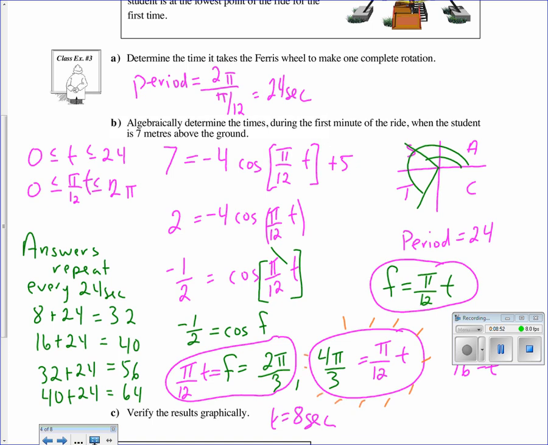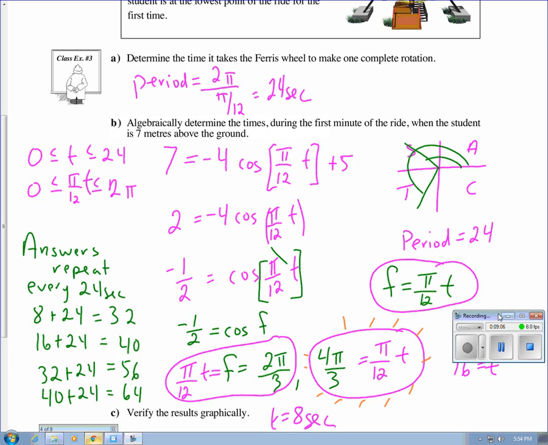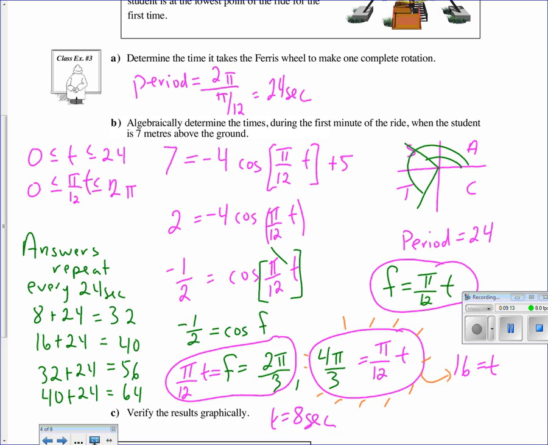I'm taking 4 pi over 3 being equal to pi over 12 times t, and I'm solving for t. The pi's cancel, which is nice. 4 times 12 divided by 3. My number is hiding underneath my clock here. There we go. That's 16. So one of the times is 16, and the other time is sitting over here.